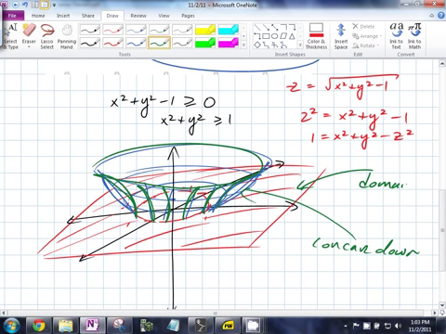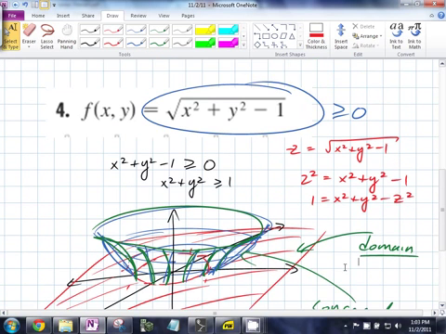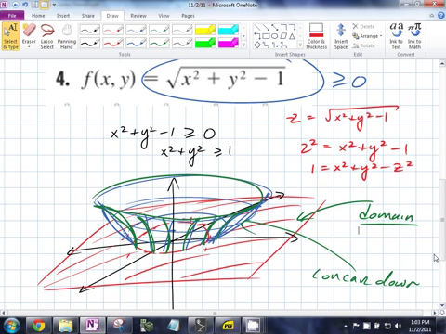So it's not inside though. It's not inside, that's correct. Well, hold on. The domain is everything outside, the red outside. Yes.